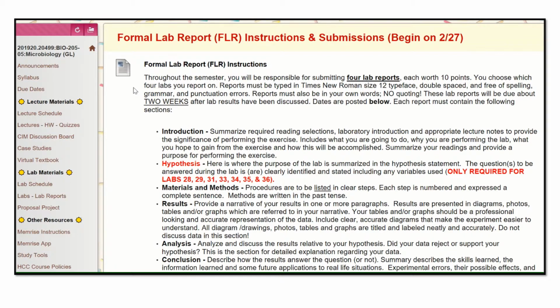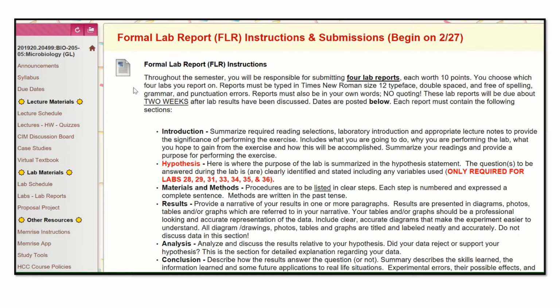Next, you have analysis. This is usually the longest section. This is where you analyze and discuss the results relative to what you found. In some cases, this could be simple color changes, and you explain why this happened. In other cases, you may have to explain whether your hypothesis was correct or incorrect.